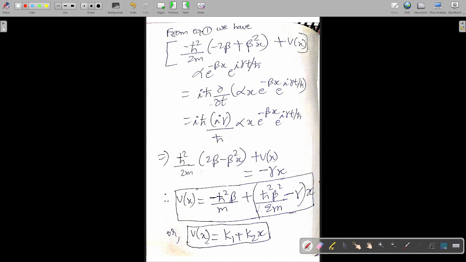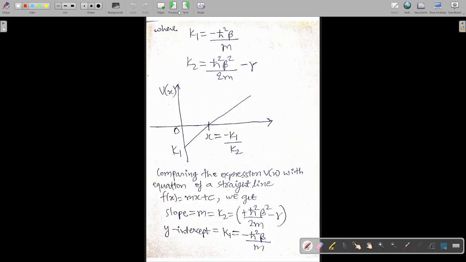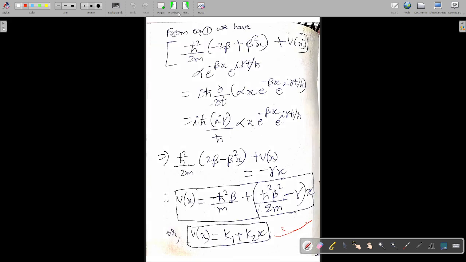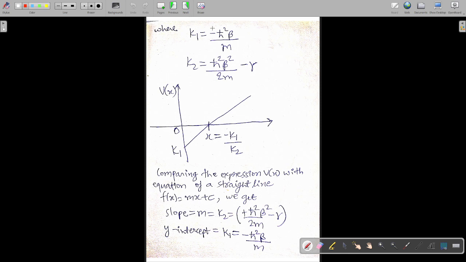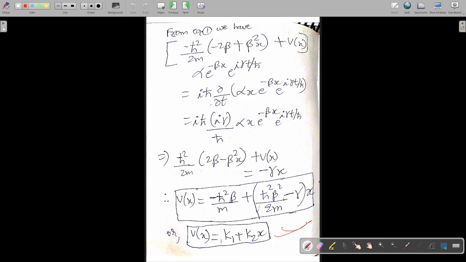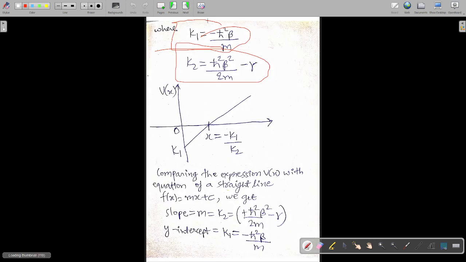So I have written v of x equal to k1 plus k2 x, which is of the form y equal to mx plus c, very similar to that. Clearly one thing can be seen over here, that after comparing these two expressions, your k1 will come out to be equal to this and your k2 will come out to be equal to this. So k1 and k2 values are over here.